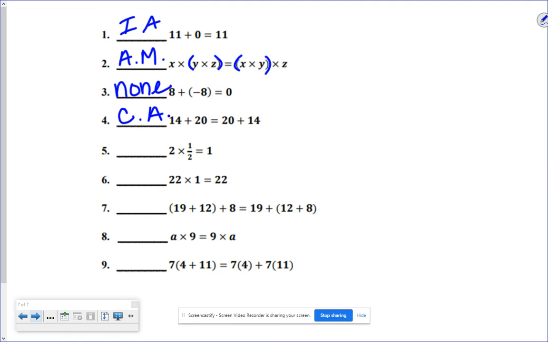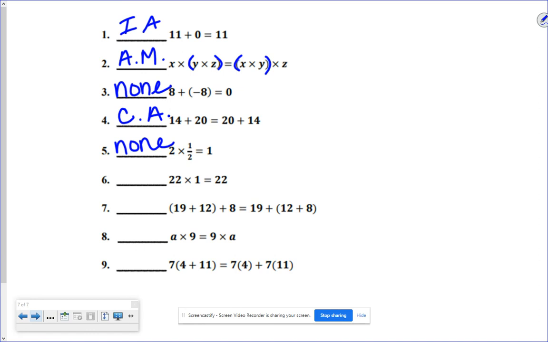Number 5, I have 2 times 1/2 equals 1. Well, that can't be the identity property because I'm not multiplying by 1 or adding 0. I don't have the commutative property because I need to have them flipped around on the other side of the equal sign. There are no parentheses, so that can't be associative or distributive, so I'm going to have to say none for this one.